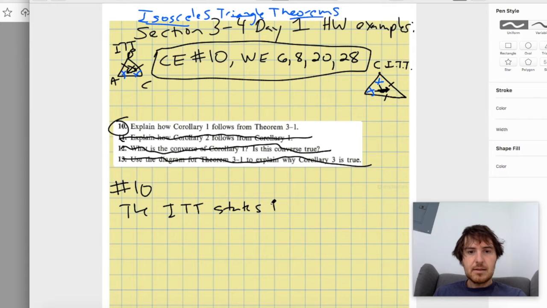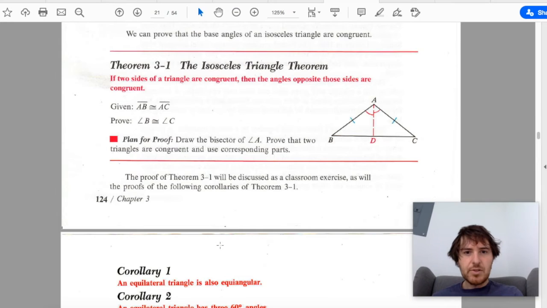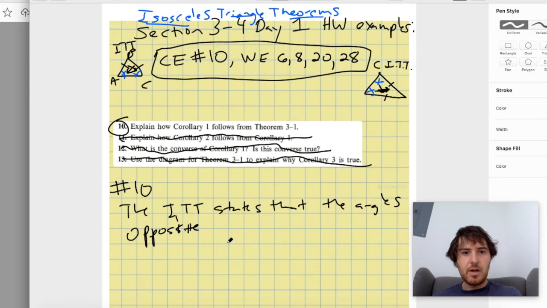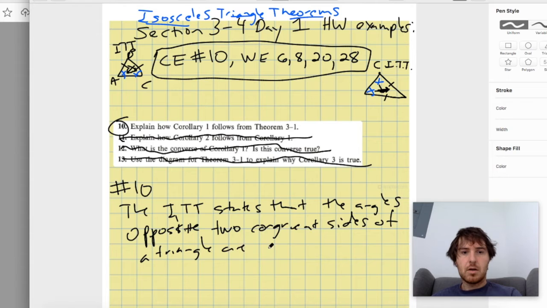states that the angles opposite two congruent sides of a triangle are congruent. What does it say? If two sides of a triangle are congruent, then the angles opposite those sides are congruent.